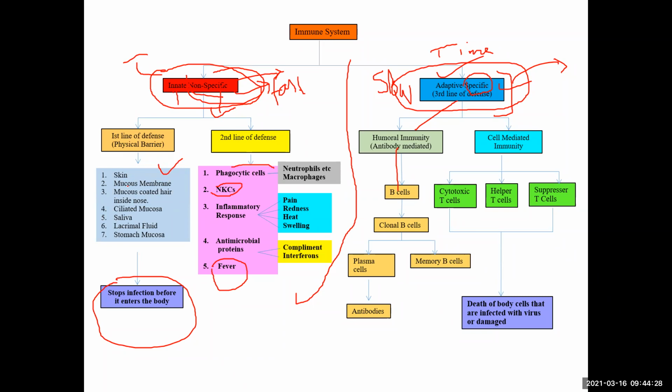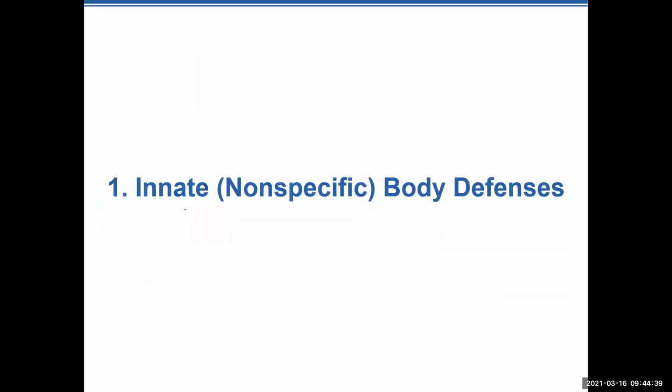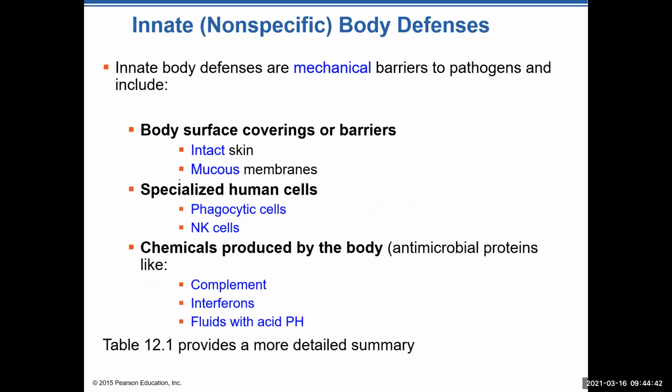So what is the first line of defense mechanism? The first line of defense is a physical barrier, whether it's the skin. If you remember, we spoke about skin in chapter 4. We learned that the topmost layer, the stratum corneum, is so rich in keratin. It's keratinized, the topmost layer of our skin.